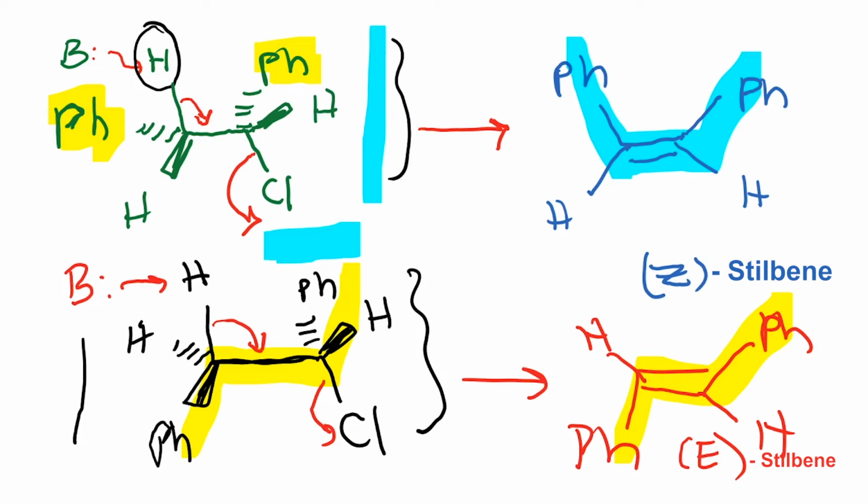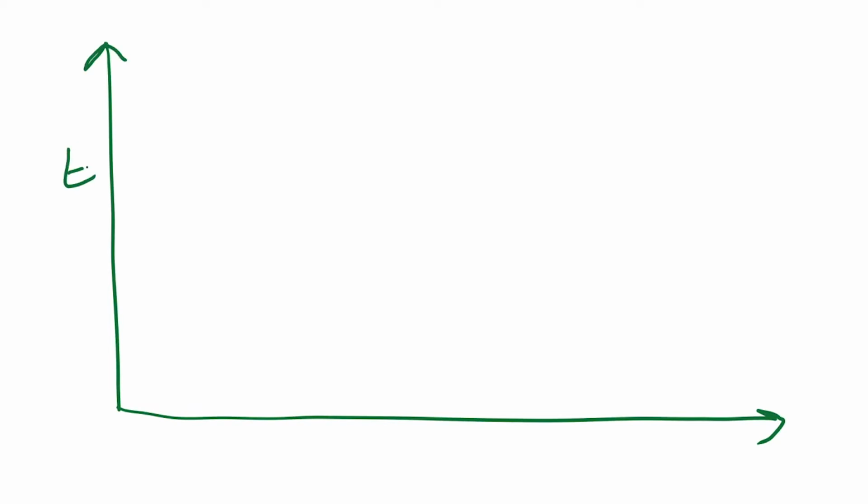However, what is important here is that the barrier for conversion between the conformer leading to the Z product and the conformer leading to the E product is extremely low. So I'm just going to draw an energy profile which describes this process. This is the energy and this is the reaction coordinate, E and RC. This is one of the conformations, and this is the other conformation.